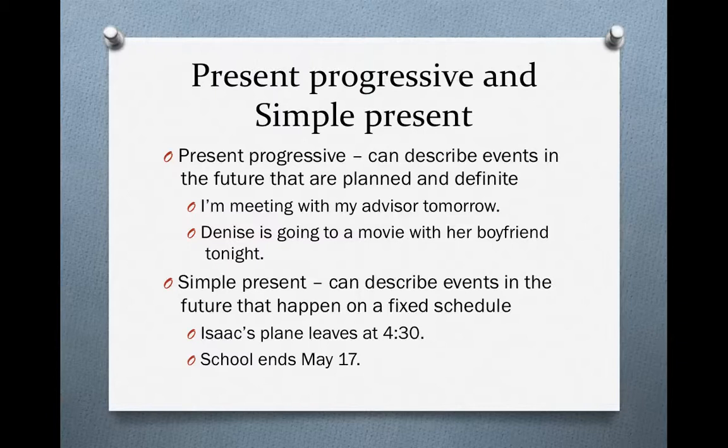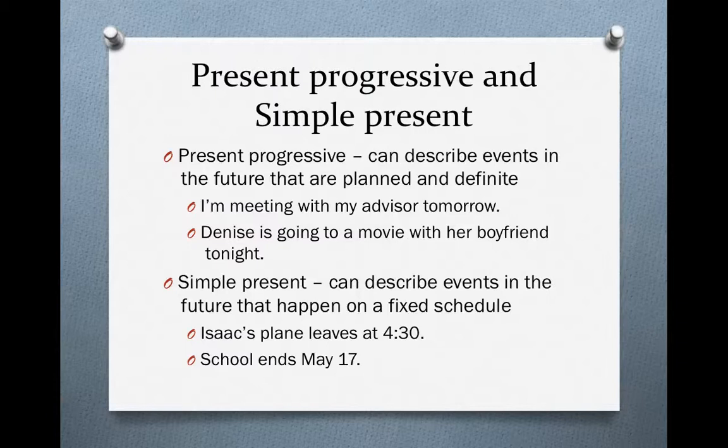This is definitely going to happen. We made an appointment. We made a plan. There's no question about it. So I can use the present progressive. Or, Denise is going to a movie with her boyfriend tonight. Again, definitely planned. No question about it. And it's in the near future. We know it's going to happen. So we can use the present progressive.